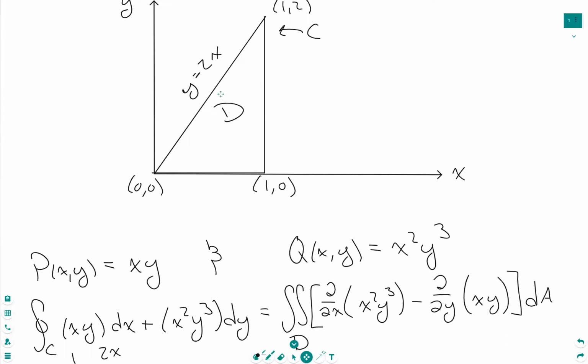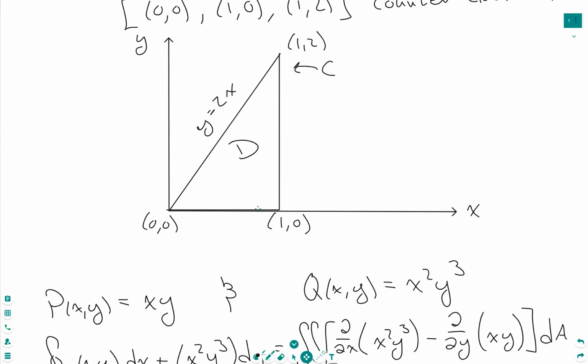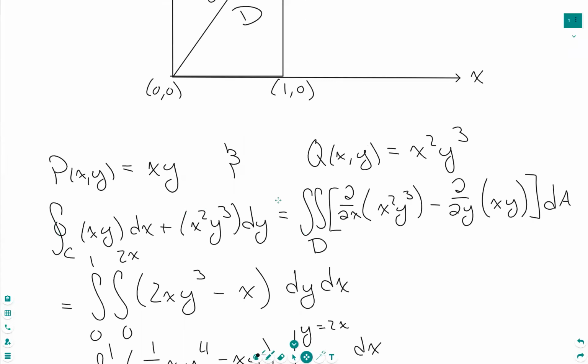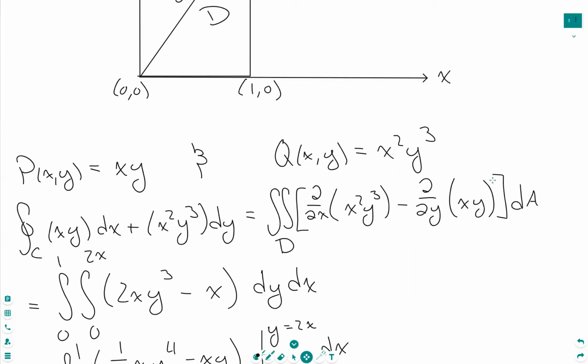Now, Green's theorem only works for enclosed regions. So if you have a line integral that doesn't enclose a region, you can't apply Green's theorem to it. But in this case, we have a closed line integral, and it encloses this region D. Via Green's theorem, we can rewrite this line integral in terms of a double integral over the region D that the line encloses.